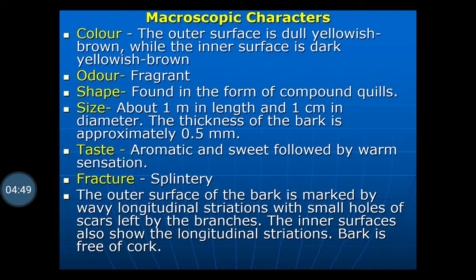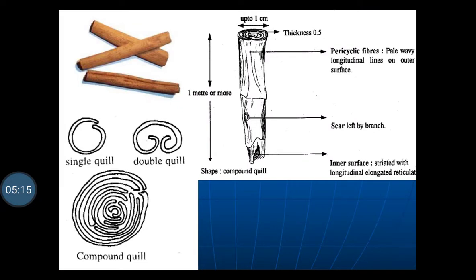The outer surface of the bark is marked by wavy longitudinal striations with small holes, the scars left by the branches. The inner surface also shows longitudinal striations, and the bark is free of cork. In this picture you can see the bark of the cinnamon.